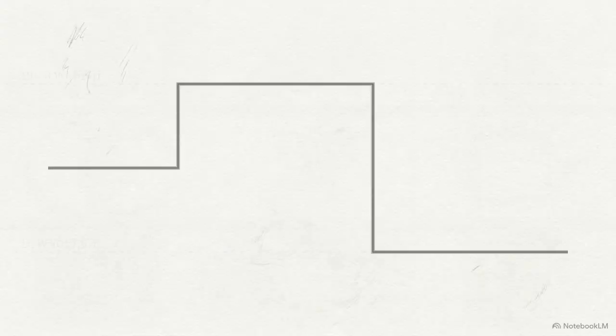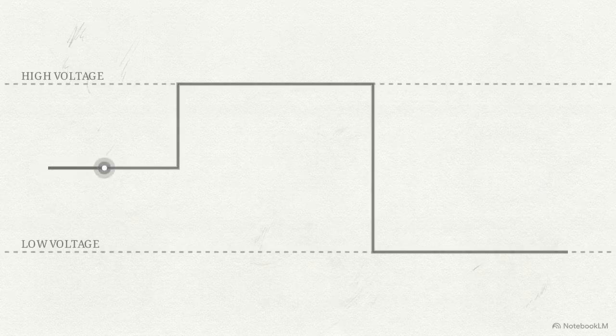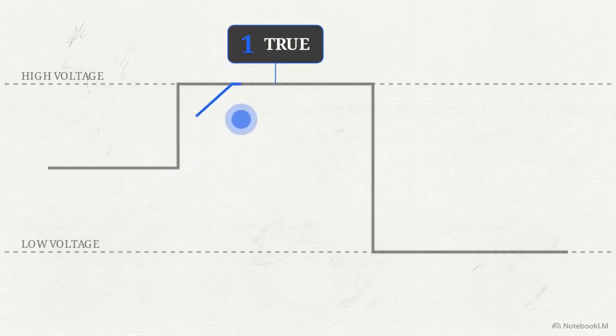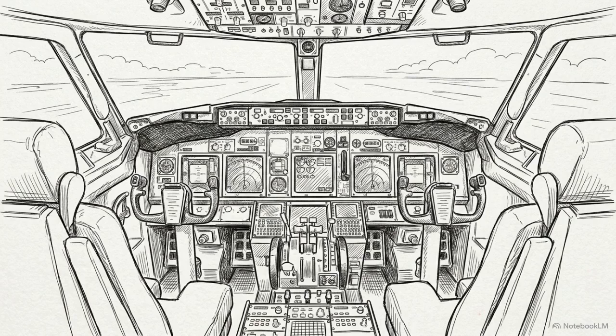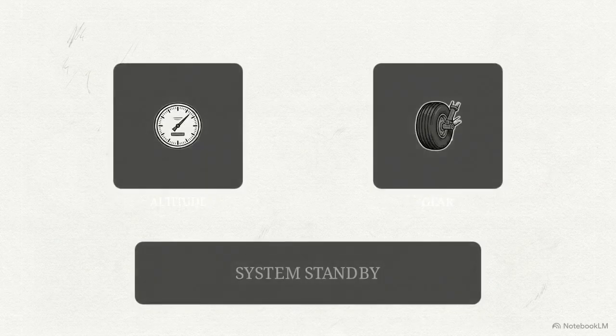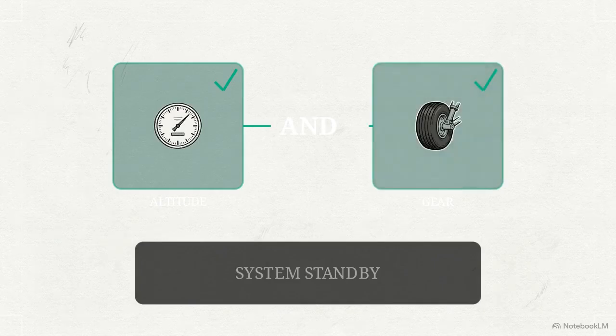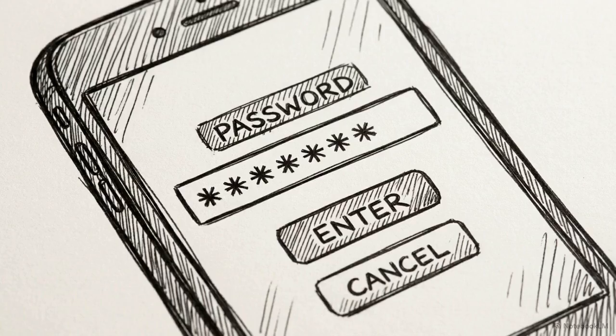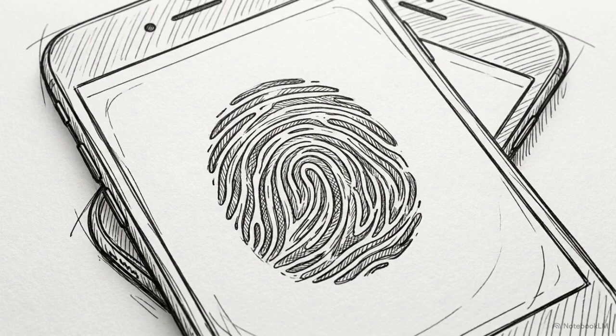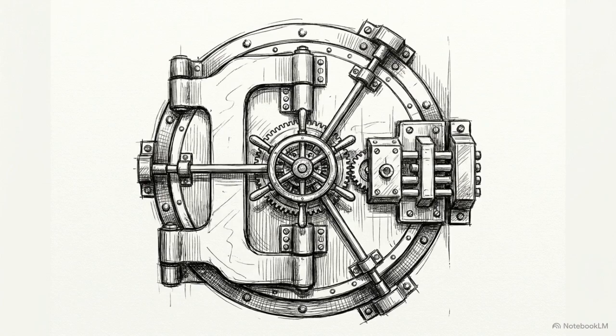Inside a microchip, these true and false results are represented by physical pulses of electricity. A high voltage represents a true, and a low voltage represents a false. Computers use these electrical true and false checklists for high-stakes tasks. An autopilot system constantly checks rules. If the altitude is below a certain limit and the landing gear is down, then trigger the landing sequence. Your banking app does the same, checking if your password is correct and if your fingerprint matches. If one of those physical electrical signals is false, the vault stays locked.